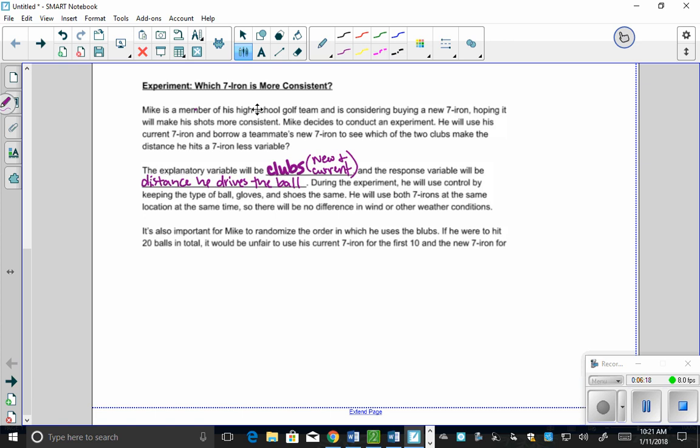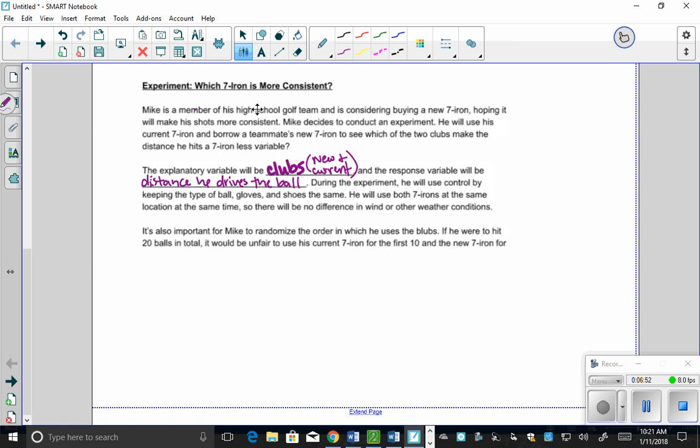During this experiment, he will use control by keeping the ball, his gloves, and his shoes the same. While he uses both irons, he's going to use them at the same location. So he's not going to use two different golf courses. He's going to do the experiment all at the same time so that there's going to be no difference in the wind or other weather conditions. Because it wouldn't be fair if you went and hit a golf ball in the rain and hit one in the sunshine. It just wouldn't be fair. Because we want everything to be as fair as possible.